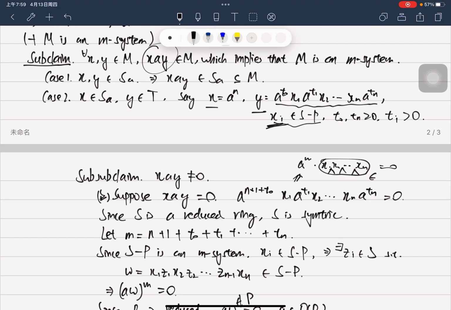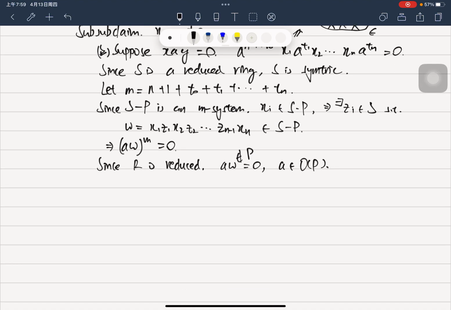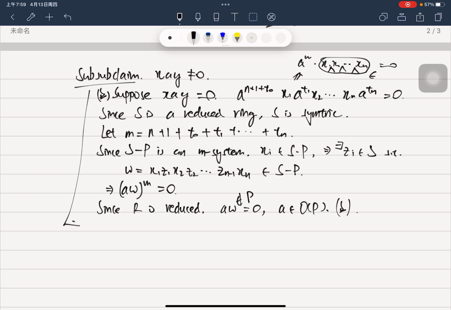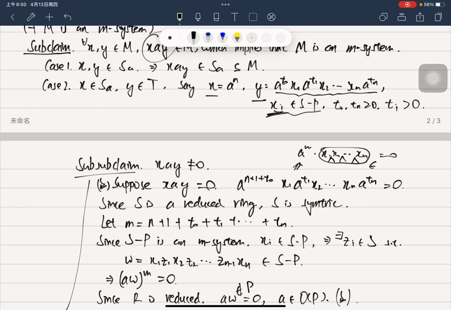But our assumption is that A is not contained in the radical of P, which induces a contradiction. So our subclaim holds: XAY is non-zero. Then by this subclaim, we get XAY is contained in T, and T is a subset of M. Then case 2 is done.